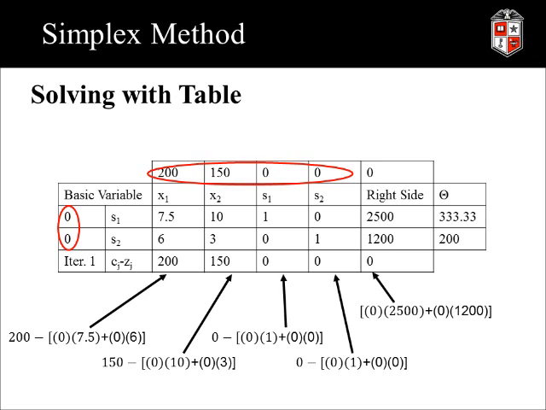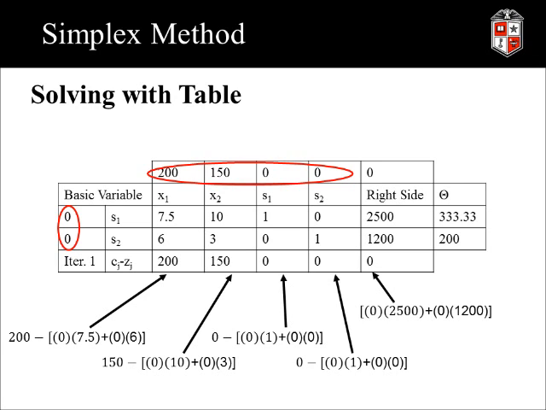The easiest way to solve a Simplex problem is by creating a table. In this table, the first row that you can see circled in red are the coefficients of the objective function. Then we have a column for the basic variables, a column for each of the variables in the constraints, what we have at the right side of the constraint, and then a value that will be calculated as theta.